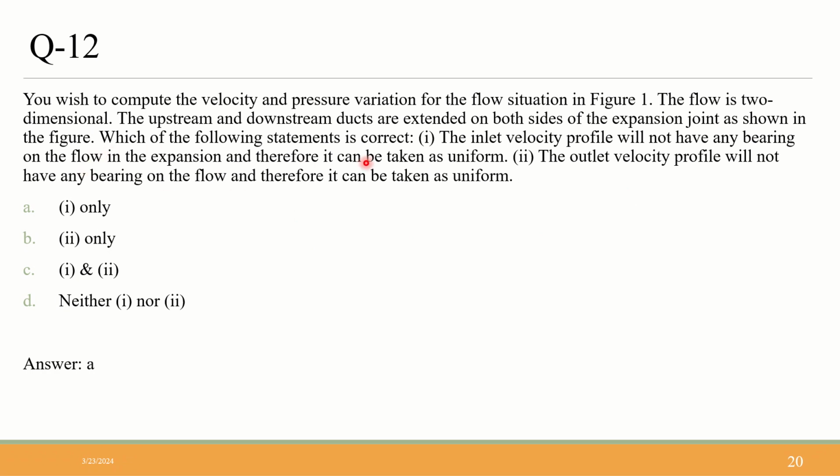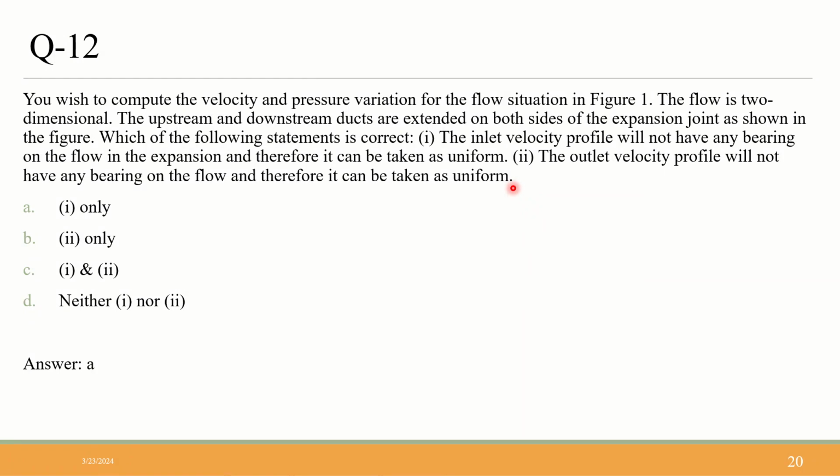Which of the following statements is correct? The first statement: the inlet flow velocity profile will not have any bearing on the flow in the expansion, and therefore it can be taken as uniform. The second: the outlet velocity profile will not have any bearing on the flow, and therefore it can be taken as uniform. One statement is about the inlet velocity profile, and the second is about the outlet velocity profile.